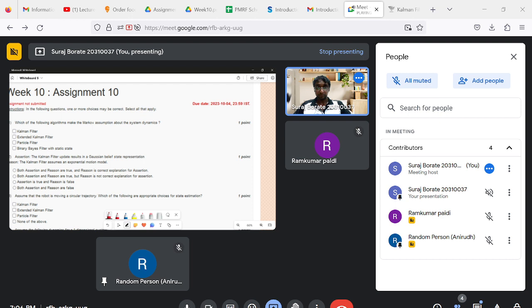The first question says: which of the following algorithms make the Markov assumptions about the system dynamics? Some options are given. And what does Markov assumption mean? Markov assumption means that the current state depends only on the previous state and the input provided at the previous state. So the entire trajectory history does not need to be remembered. If you go through all the algorithms and see which of them are of this form, x_t is equal to f of x_{t-1}, you will be able to answer this question.